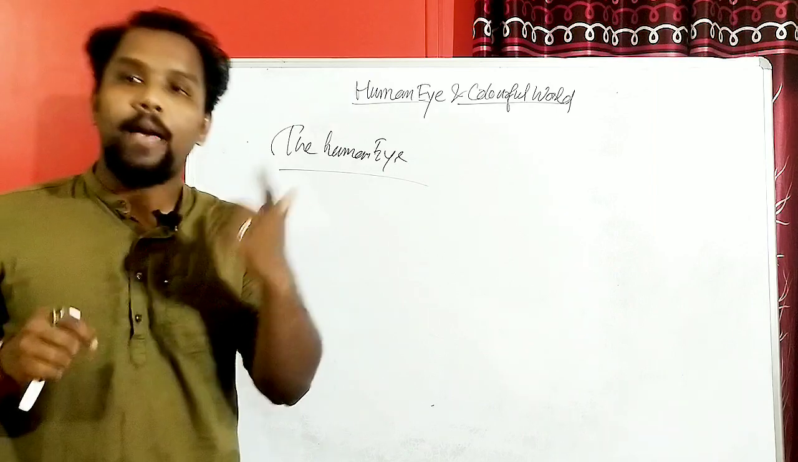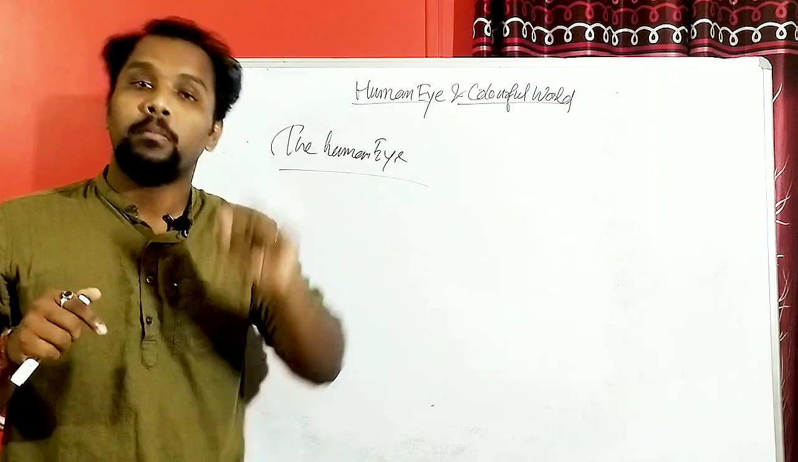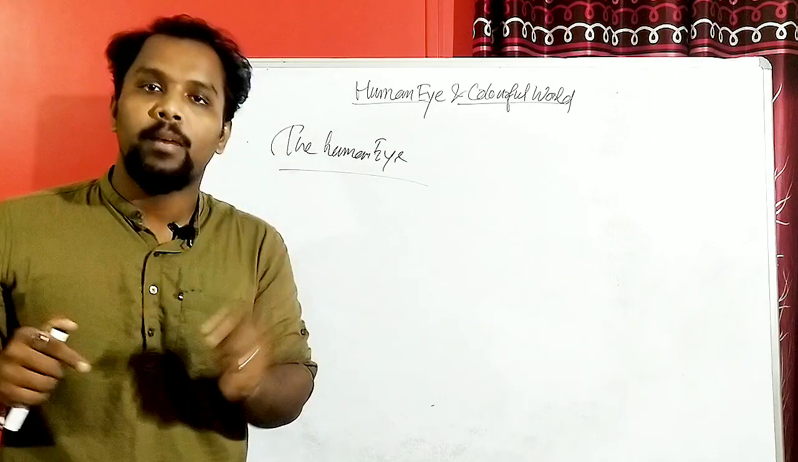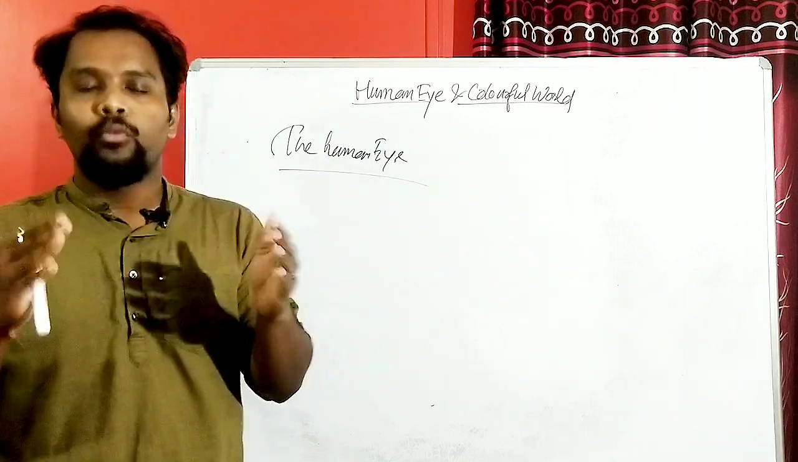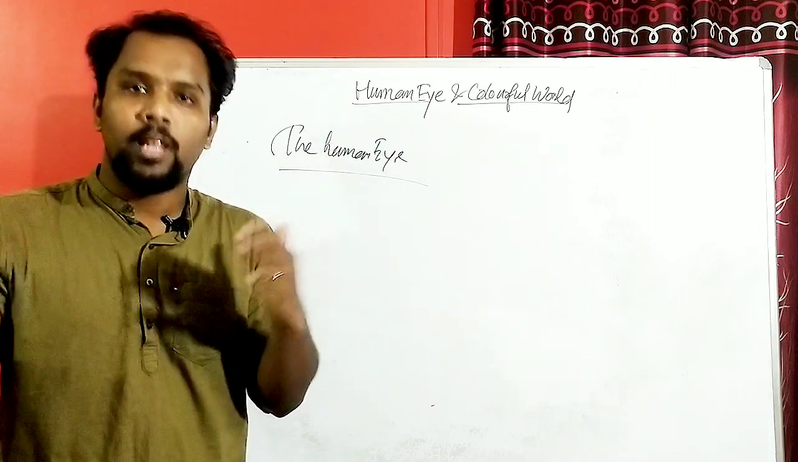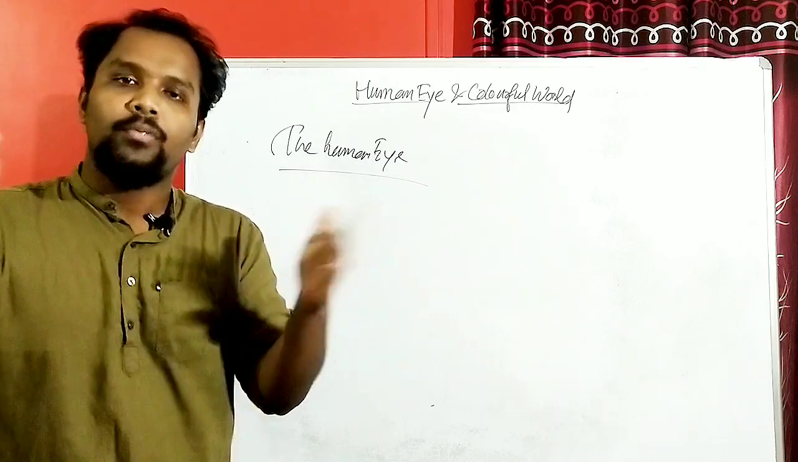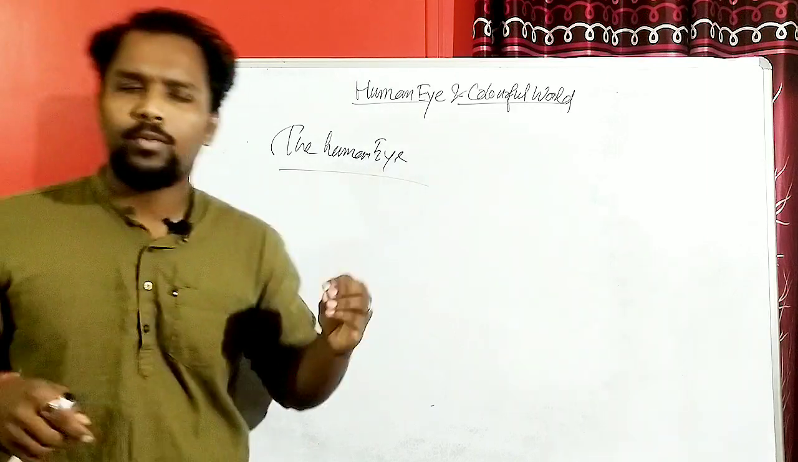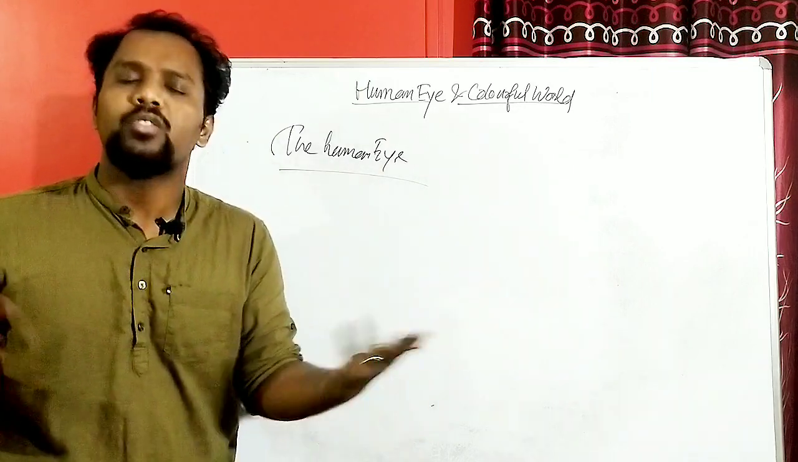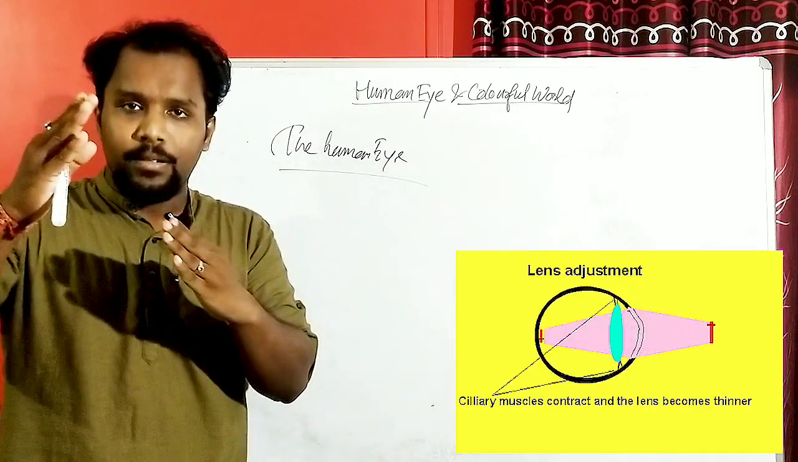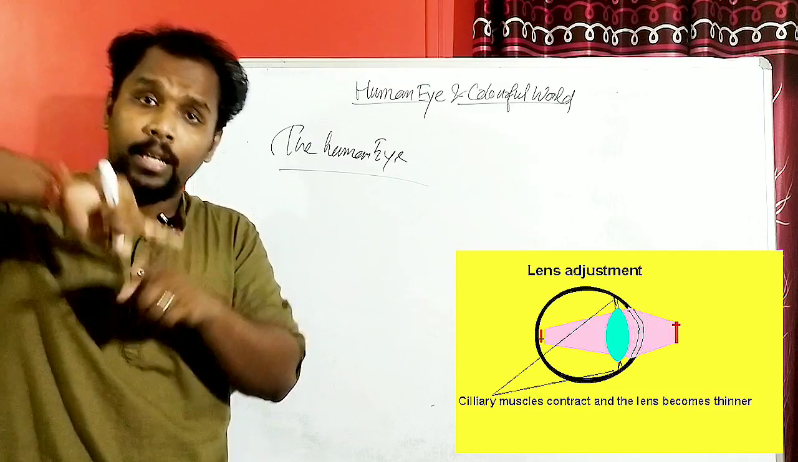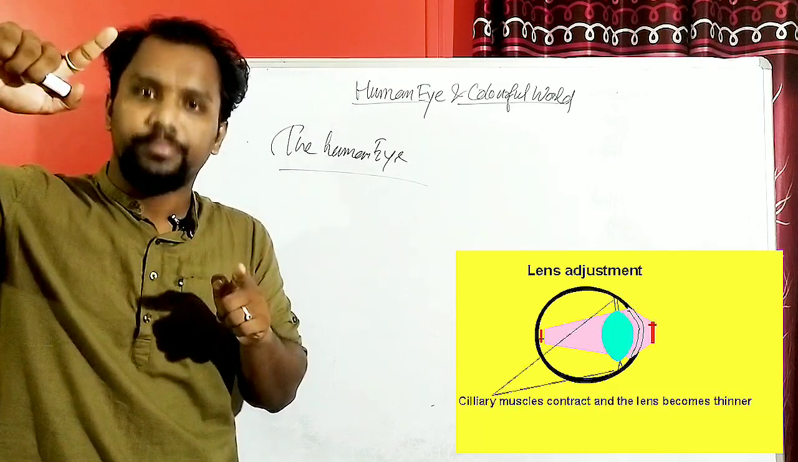That ability is maintained by one muscle. That muscle is nothing but the ciliary muscle. If we contract or relax the ciliary muscle, depending on that contraction and relaxation, our focal length is going to vary. Whenever we relax our ciliary muscle, what is going to happen? Our lens is getting less amount of curvature.